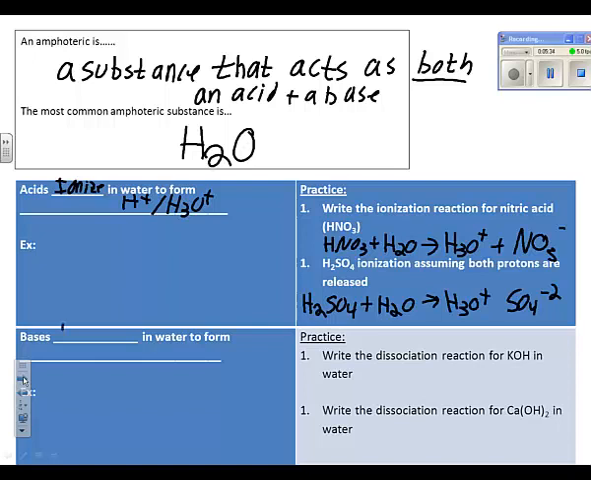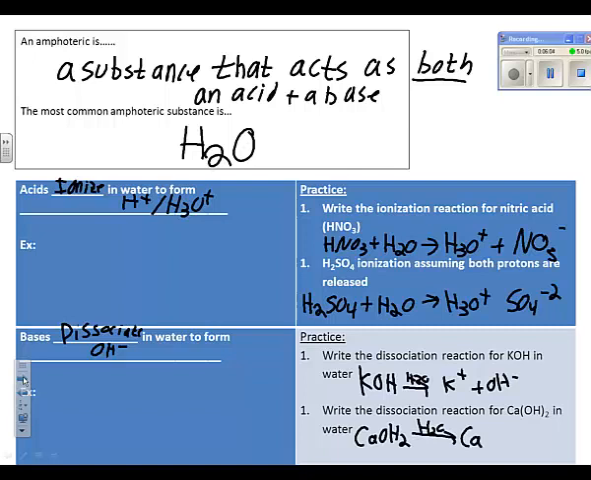So then bases will dissociate in water to form hydroxide ions. So let's write the dissociation for KOH. Just KOH with a water line to form 1 potassium with a +1 charge and 1 hydroxide with a negative charge. Now the reaction for CaOH2 is CaOH2 with a water arrow. We have 1 calcium with a +2 charge plus 2 hydroxides with its minus charge.